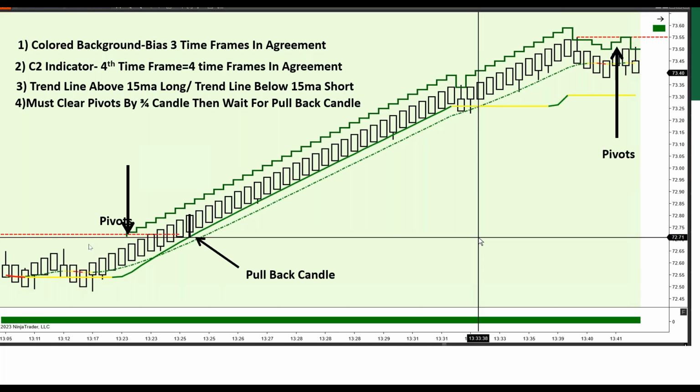The next thing is we have certain obstructions: pivots, higher time frame support resistance, the VWAP, whatever it is. In order to take the trade when it breaks, you must break that pivot by 3/4 of the body of the candle, and then you have to wait for a pullback candle.